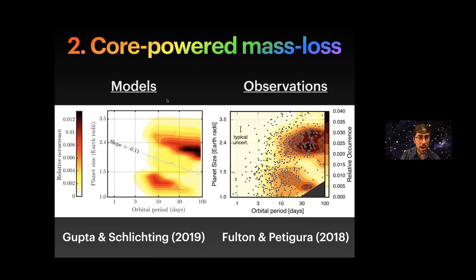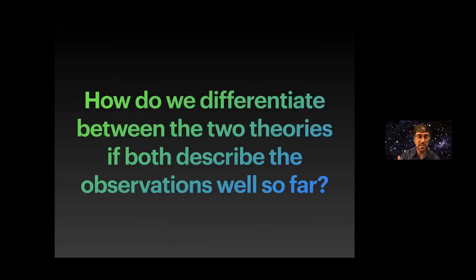So again, I've got the models over here on the left, which now come from Gupta and Schlichting 2019. And on the right, we've got observations from Fulton and Petigura 2018. And again, we see this qualitative agreement between the models and the observations. So then this leads to the question: how do we go about differentiating between these two theories if both describe the observations well so far?